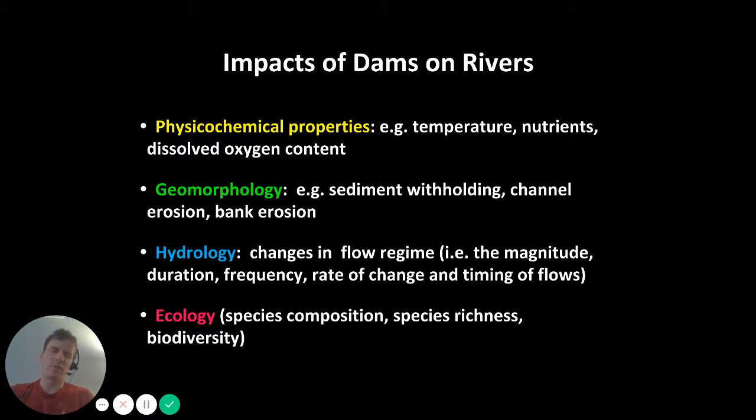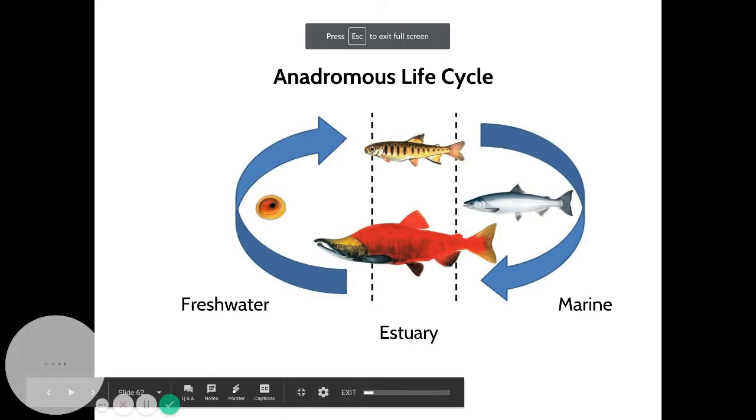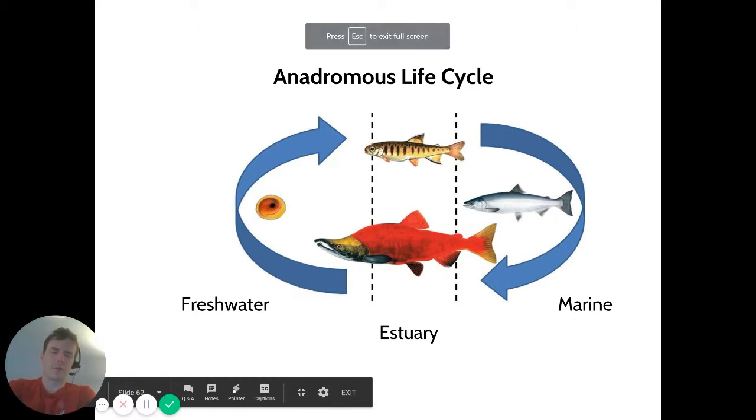So other impacts of dams on rivers include changes in hydrology, especially changes in what we call flow regimes. So the magnitude, duration, frequency, rate of change, and timing of river flows. So these are actually really important for sustaining and promoting the success of native species in river ecosystems. So if you fundamentally alter stream flow patterns, you can significantly impact downstream river ecosystems in a number of different ways. So we're going to talk about that more in just a minute.